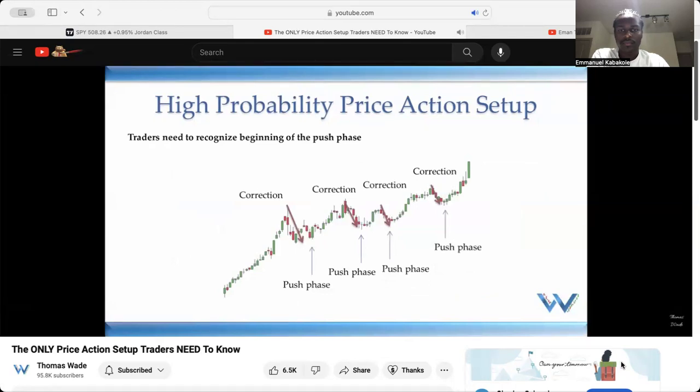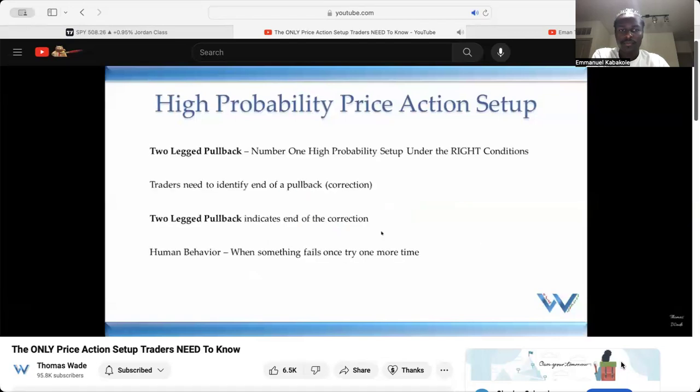And the burden on traders is to identify where this correction is over and when the push phase is about to begin. Because if you can understand and read the market correctly, when the push phase is about to begin, you can capitalize on the with trend momentum. And this is where our high probability price action setup will come into play.